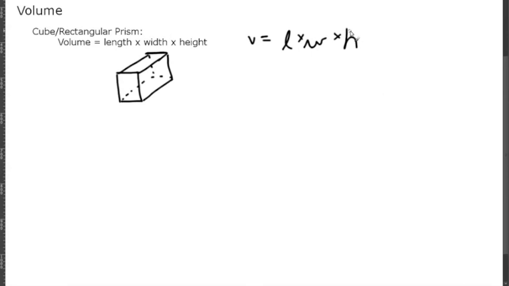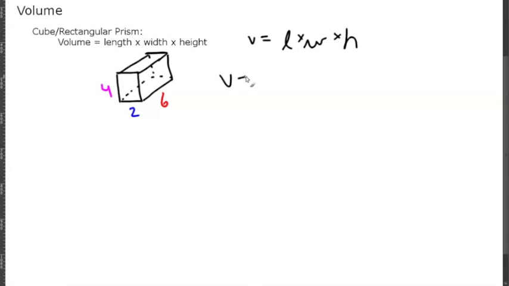Let's look at a cube or rectangular prism. Now, a cube or a rectangular prism is going to be the volume equals length times width times the height. Picturing this as variables, it will be V equals L times W times H. Say the length is 6, the width is 2, and the height is going to be 4.